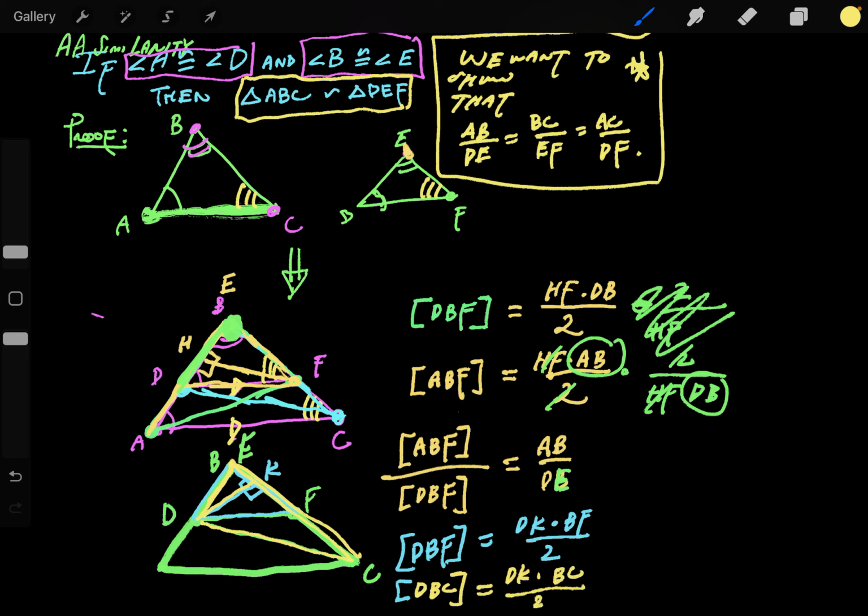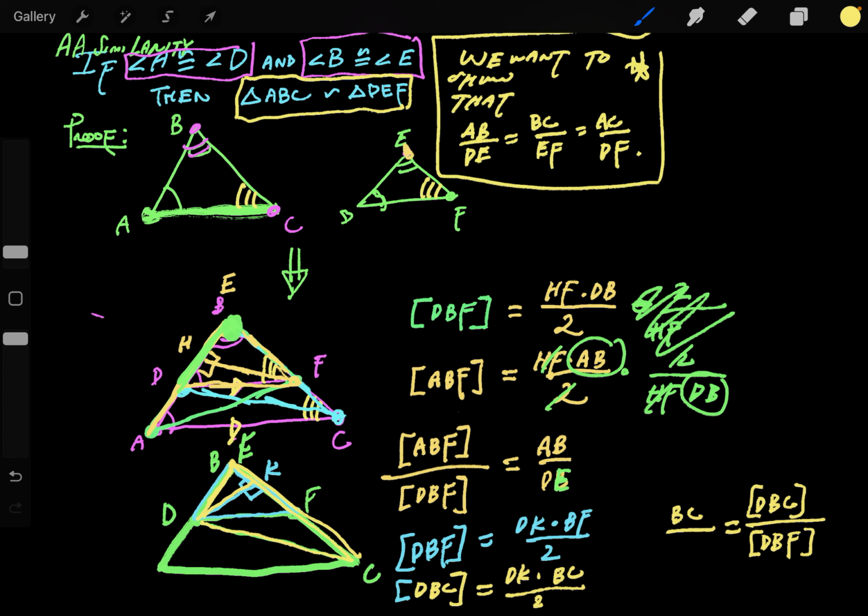And again, you get that similar result. When I do the larger one divided by the smaller one, I'm going to get the area of DBC divided by the area of DBF is equal to BC.